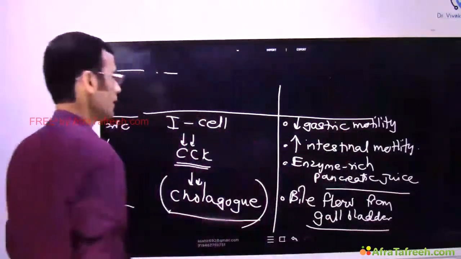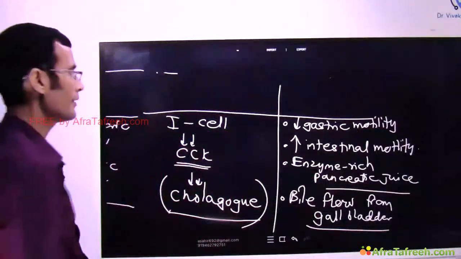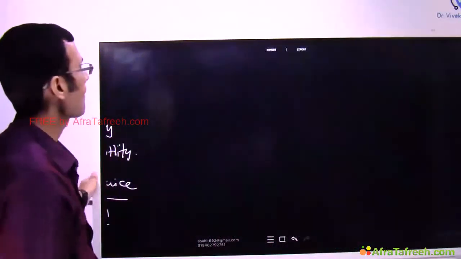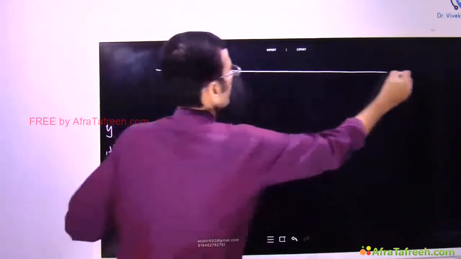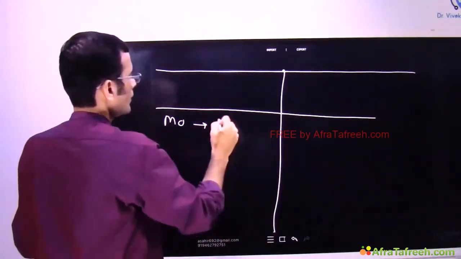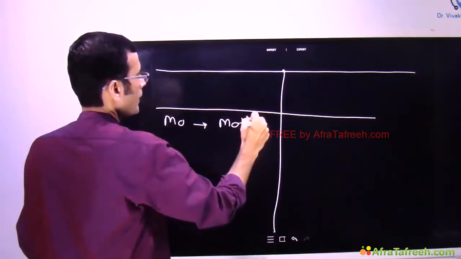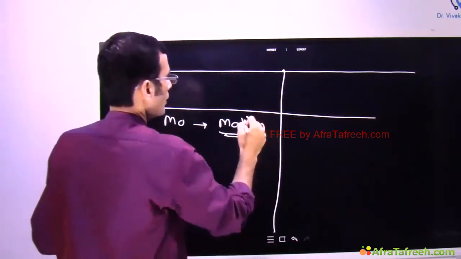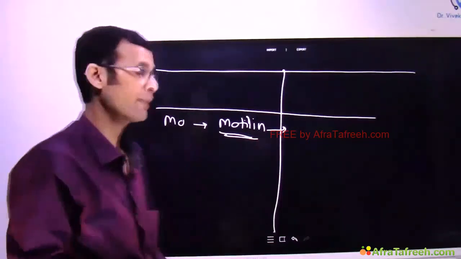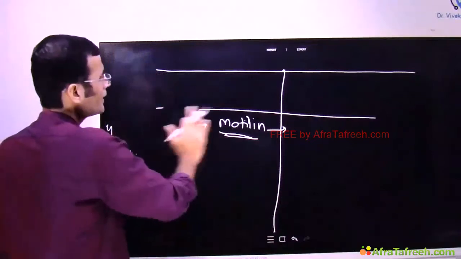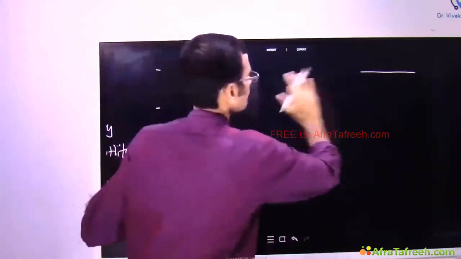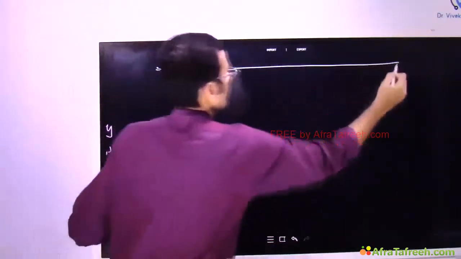Well, we are talking about the regulatory peptides related to the digestive tract. We have seen some of the important ones. We have also seen motilin. The MO cell secretes motilin, and its main action is to increase the MMC contractions, strengthen the MMC contractions. Let's see some other names, some slightly fancy names among the regulatory peptides.